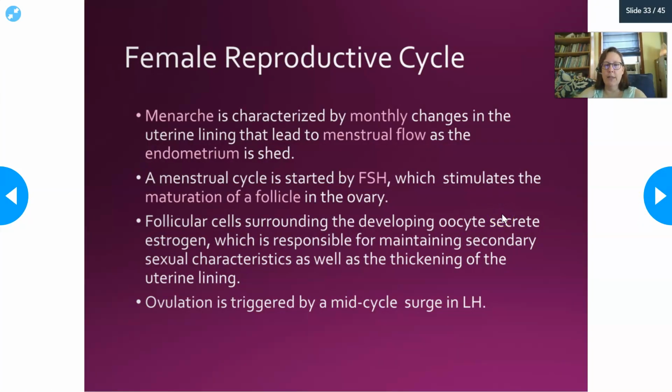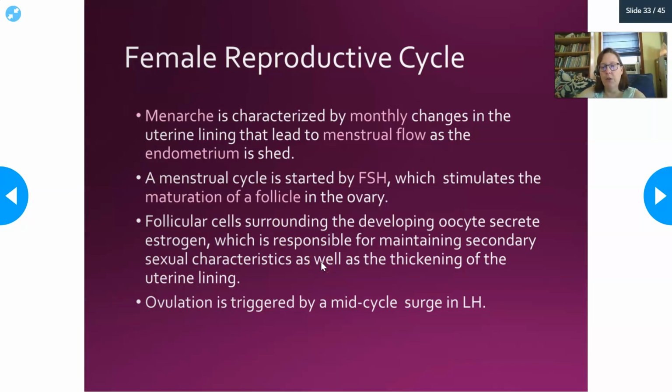Okay, menarche is the monthly changes in the uterine lining that lead to menstrual flow. So if you're having a period, you are in menarche. Your menstrual flow is the shedding of the endometrium that was not used for pregnancy. The menstrual cycle is started by follicle stimulating hormone, which stimulates the maturation of a follicle in the ovary. The follicular cells surrounding the developing oocytes start secreting estrogen, and estrogen helps maintain those secondary sexual characteristics, so they maintain your boobs and your curves, as well as the thickening of the uterine lining.